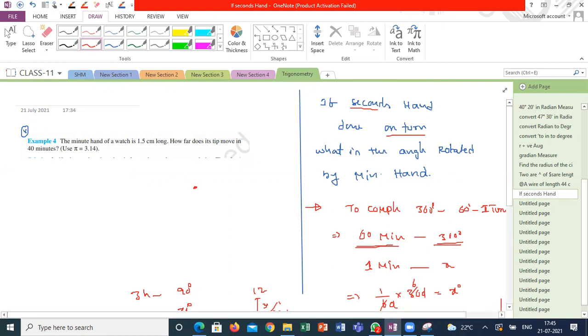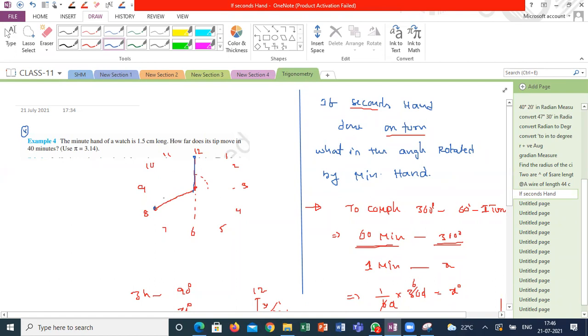That means the minute's hand at 12, this is 6, this is 3 and this is 9, and 7, 8, 10, 11, 1, 2, 4, 5. And it is rotated in such a way it came up to here. Initially it is at 12 and now it is at 8. So then I can say 40 minutes is done.